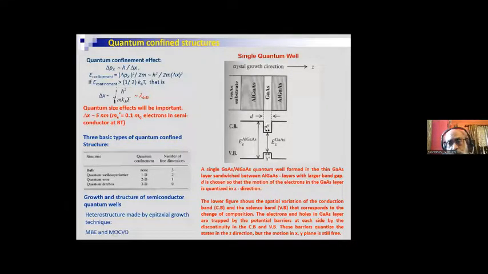And if you look at the energetics, this is the bottom of the conduction band where electrons are confined, and this is the top of the valence band in the gallium arsenide. This is the band gap of the gallium arsenide, and similarly, this is the band gap of the aluminum gallium arsenide. So it means in the laboratory we are growing aluminum gallium arsenide on gallium arsenide, and again aluminum gallium arsenide, and we are making a quantum well structure.